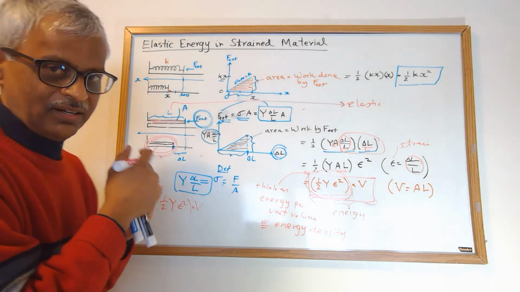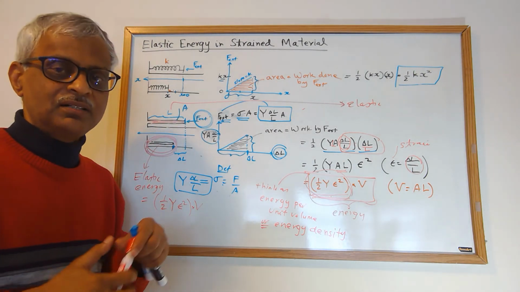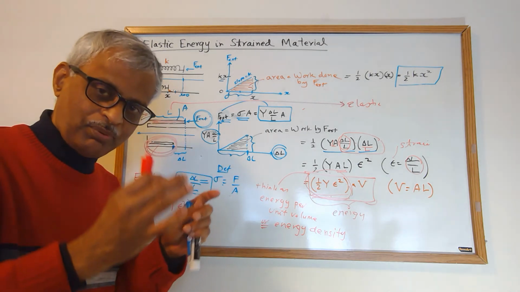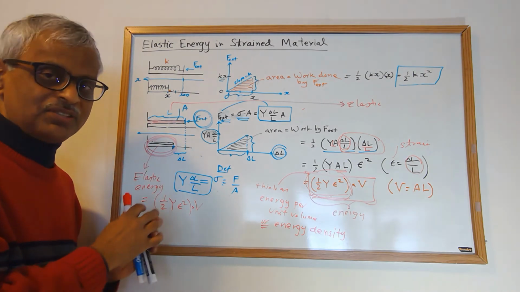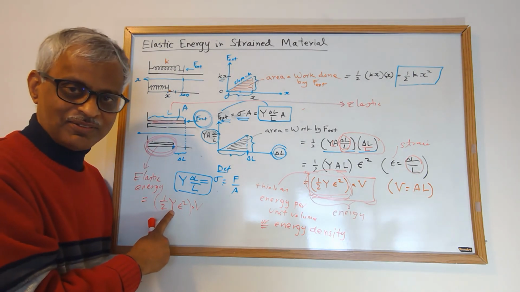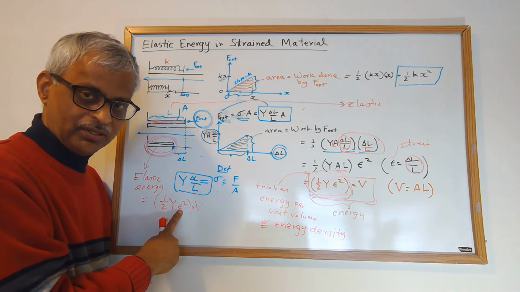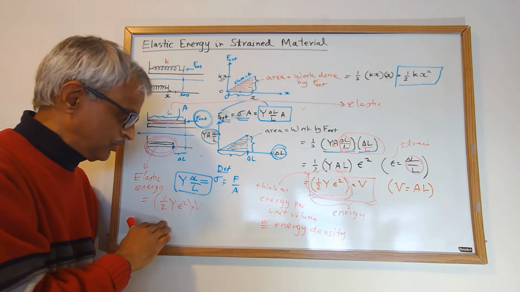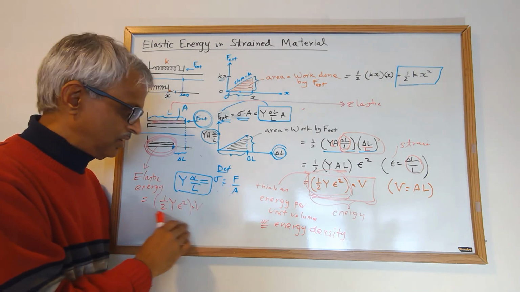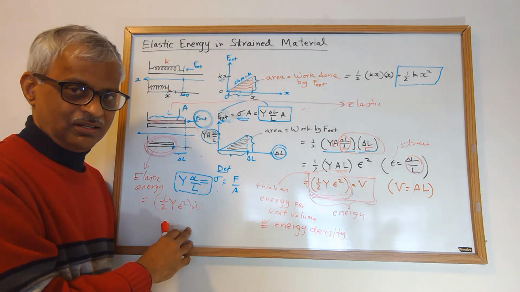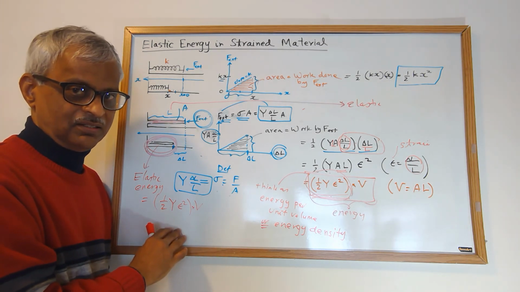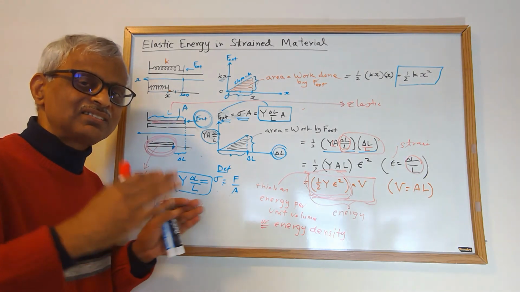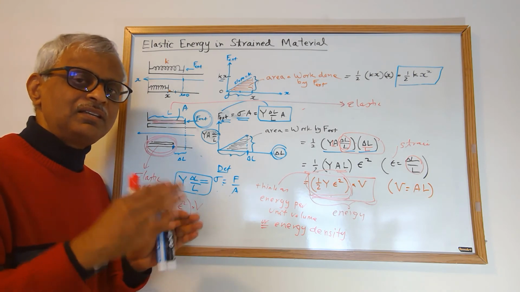Well, this is for the length, right? And we have studied other types of strain and stress. Like if I had a volume and I compressed it, this will be very similar. You'll have a bulk stress and bulk strain squared times the volume. The shear energy formula will also be like this. This is a universal formula for all kinds of strain, as long as the strain is not too great and you are in the linear elastic region.